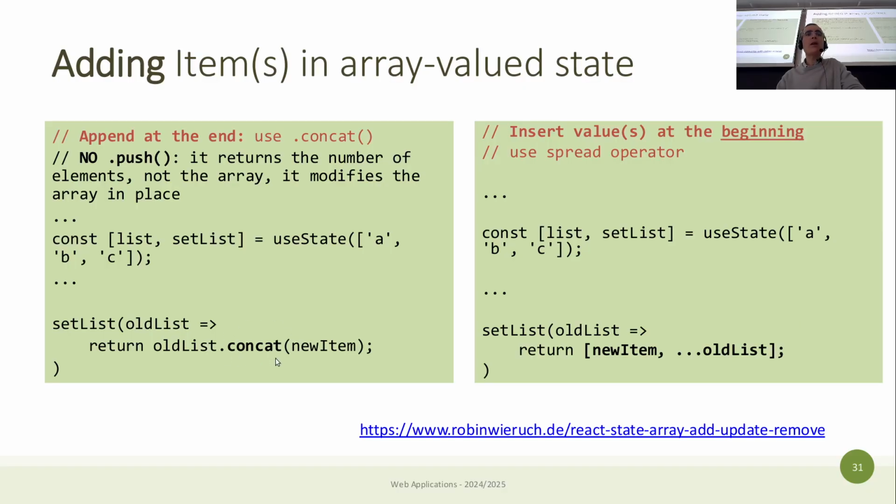Every array has a concat method that returns the old array plus the new one. And it gives you a new reference to a new array. So it's very simple. If you like this, concat at the end. If you like adding stuff at the beginning, that's a good syntax. You create a new array because you open the square bracket, you put the new stuff you want to put, and then you spread the rest. Very easy, very convenient with the spread syntax.